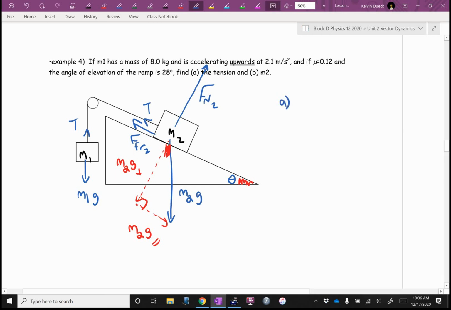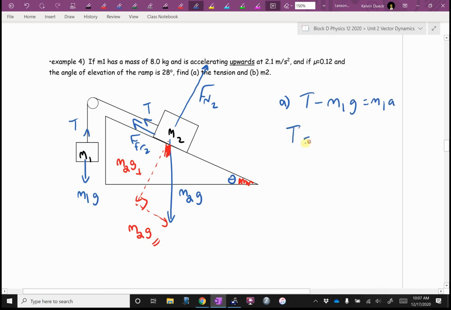Find the tension. I don't know mass 2, so there's no way I'd use mass 2. So what's my equation for mass 1? Which way is mass 1 accelerating? Upwards. So revise your guess. Yep.